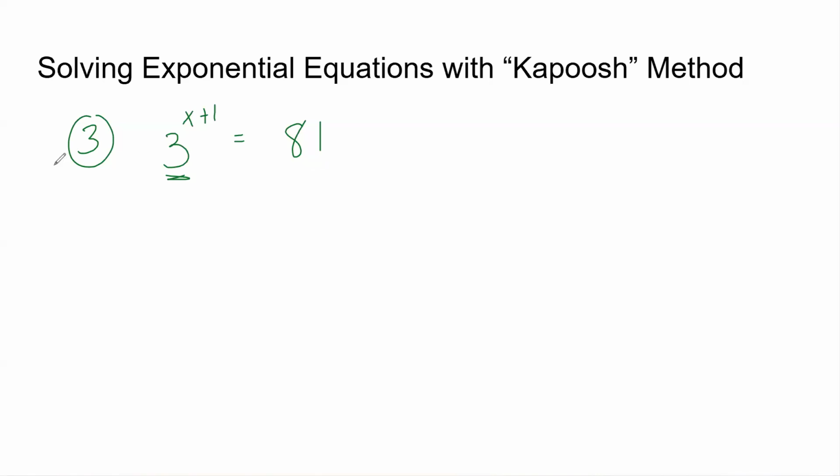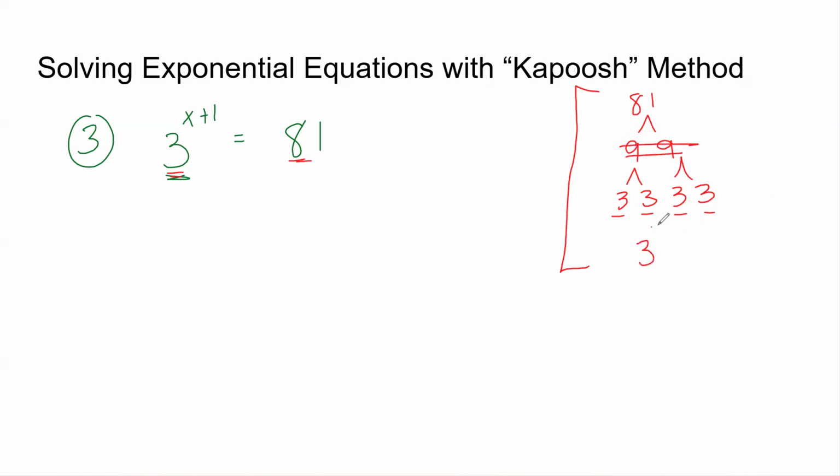But here, let's try to get 81 to look like 3. So let's come off to the side here, and let's break down 81. We know that's 9 times 9, and then 3, 3, 3, 3. So 1, 2, 3, 4. So 3 to the 4th is 81. So we're just going to make that substitution. We're going to say bye-bye 81 and substitute in that that's 3 to the power 4. This side we're going to just leave.